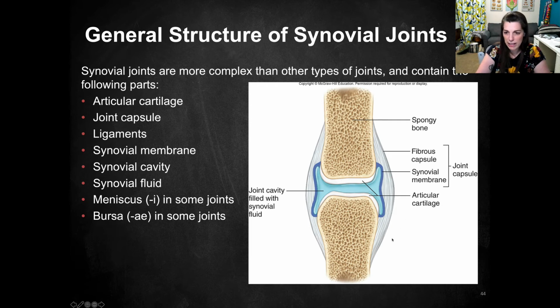So you've got your fibrous capsule, you have your synovial membrane, you have ligaments connecting the two bones together. And then in some joints, you're going to have a meniscus, and in some, you're going to have a bursa.